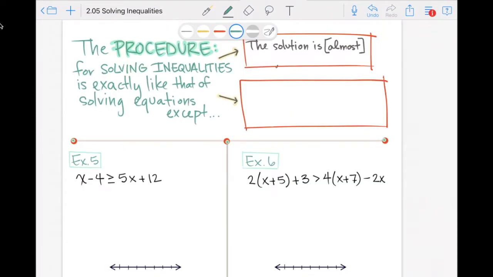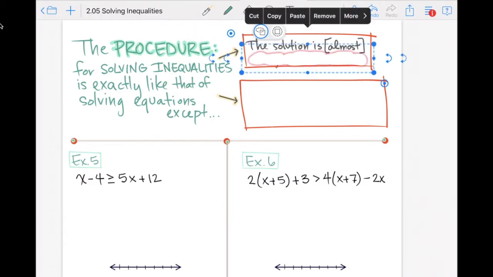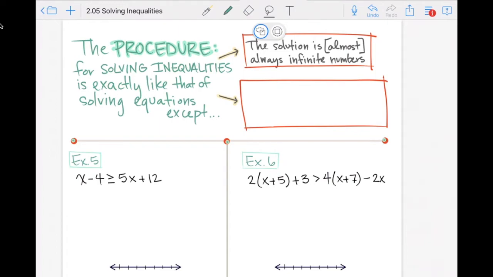All right, we're going to move on to actually solving inequalities now. The procedure for solving inequalities is exactly like the procedure for solving equations, except for just a couple things. So first off, we've kind of already talked about it, but the solution with inequalities is almost always an infinite number of solutions. So usually with equations, you have one solution, although there are those exceptions. And the same thing is for inequalities. There's almost always an infinite number of solutions. However, sometimes you'll have exceptions to that.